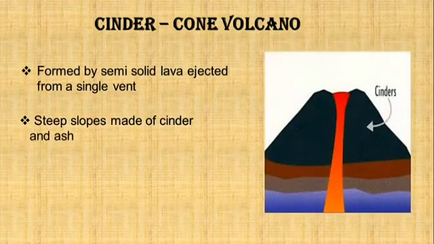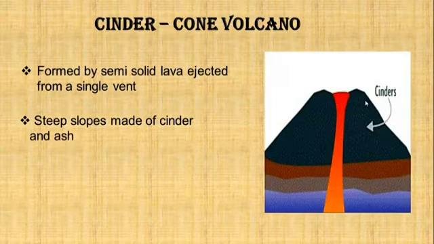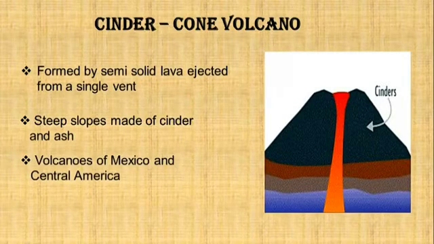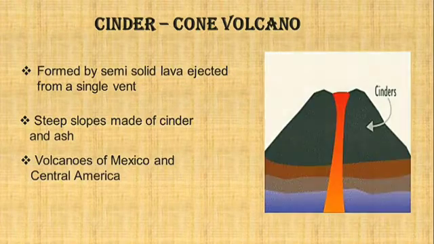Here you can see the shape of a cinder cone volcano. When this type of volcano erupts, it shoots gases and ash with high force, throwing them several kilometers. Volcanoes of Mexico and Central America are examples of this type.